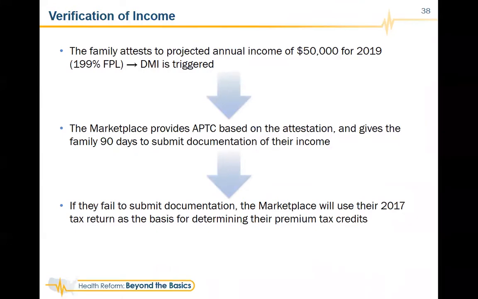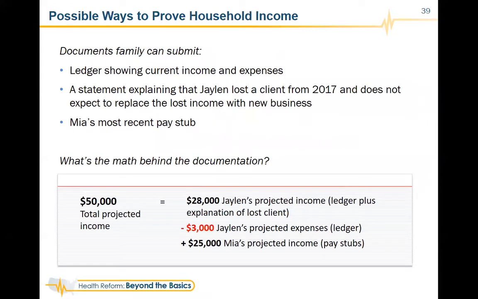So in this case, DMI is triggered. The marketplace is going to provide APTC based on the attestation. So they're giving APTC based on that lower income, higher APTC, and gives the family 90 days to submit documentation. If they fail to do that, the marketplace is going to use their 2017 tax return income information as the basis for determining premium tax credits. So they could see their tax credit go down, or in some cases, depending on the income, they could lose their tax credit altogether.